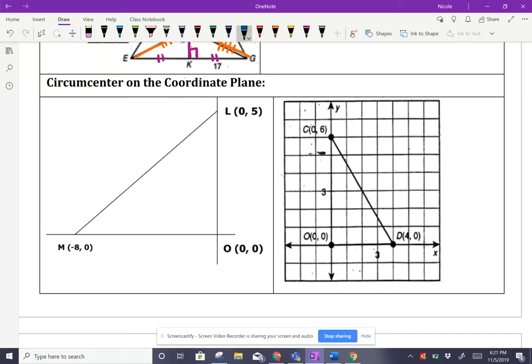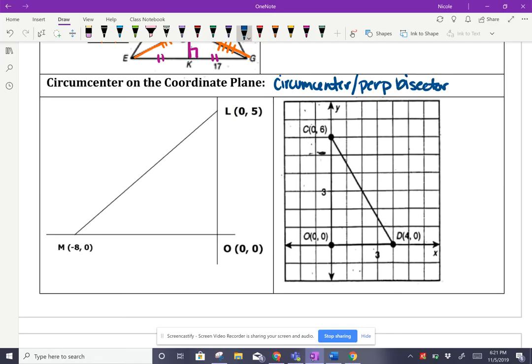All right. So now we're going to talk a little bit about if we have a triangle graphed on a coordinate plane and we want to find the circumcenter of that triangle. So again, some sort of point. So remember, the circumcenter is buddies with the perpendicular bisector. So those two go together.